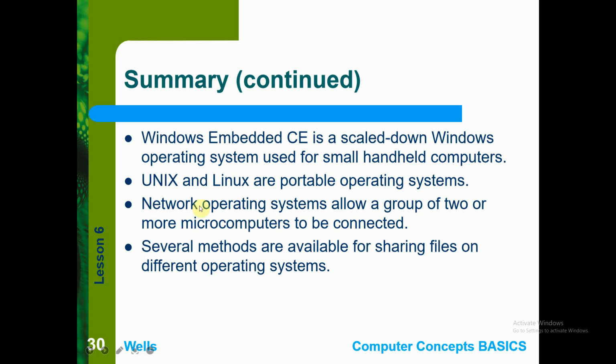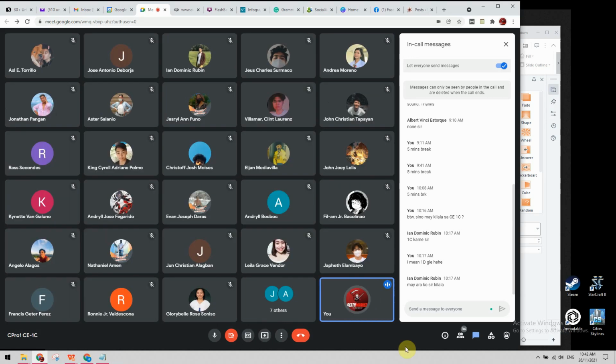And defining the network operating system, it allows a group of two or more microcomputers to be connected and commanded so they can execute instructions on their side. So several methods are available for sharing files across different operating systems. So that's it for our OS topic and how our system software is defined and functions.